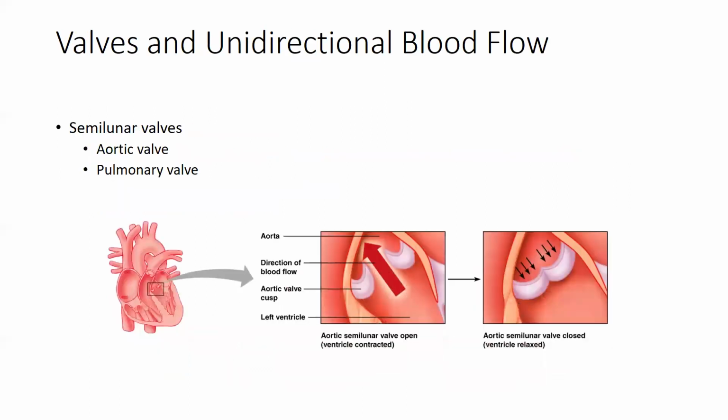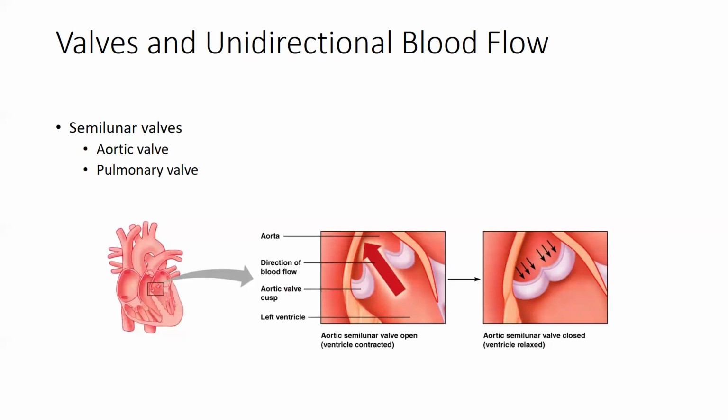All right. The other two valves we have are called the semilunar valves, right? The semilunar valves. There's the aortic and the pulmonary. The aortic valve is found at the base of the aorta, and the pulmonary valve is found at the base of the pulmonary trunk, right? Those two vessels we talked about.